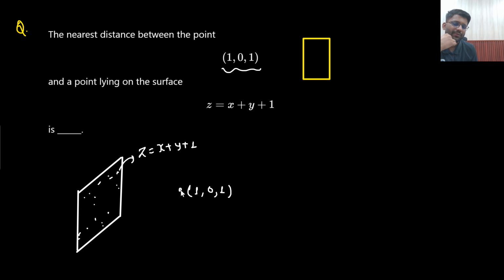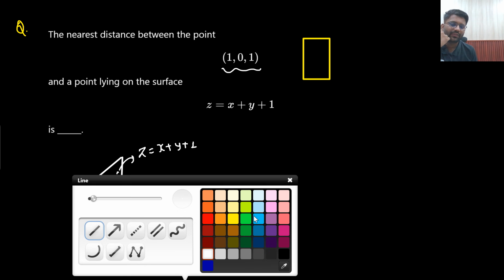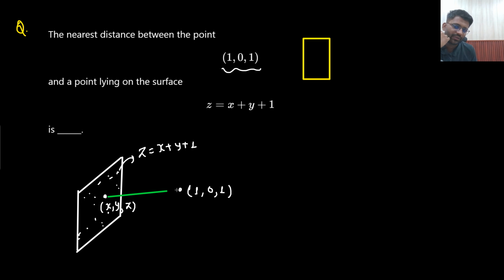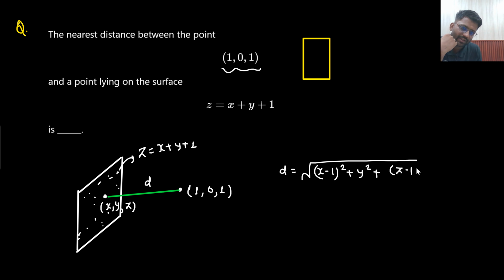So what is the distance between this point and a point lying on the surface? What will be the point lying on the surface? I can say the point lying on the surface will be (x, y, z). So what is the distance between these 2 points? The distance d will be nothing but the square root of (x minus 1) whole square plus (y minus 0) whole square plus (z minus 1) whole square.